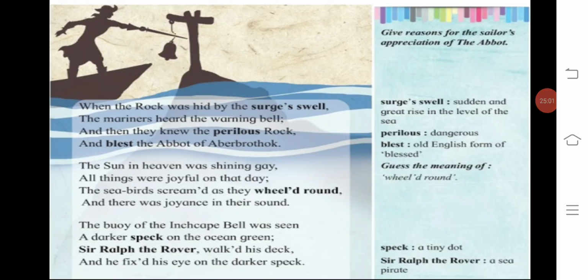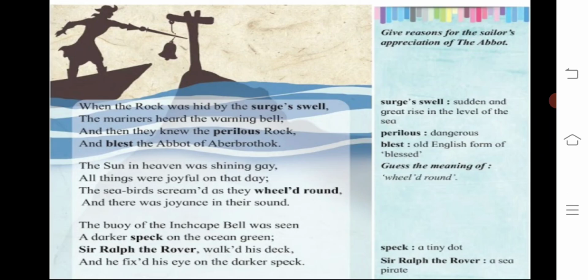The buoy of the Inchcape bell was seen, a dark speck on the ocean green. From a far away distance, that Inchcape bell was looking like a speck, like a very tiny dot. And everywhere the ocean was looking green. And there was the entry of a villainous character, and that name is Sir Ralph the Rover.